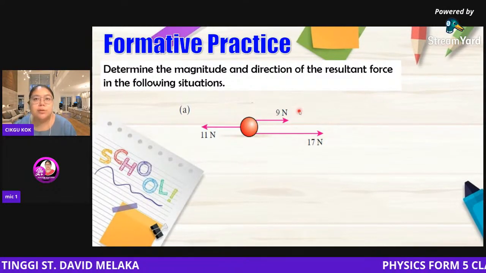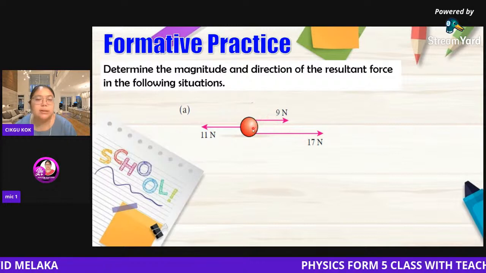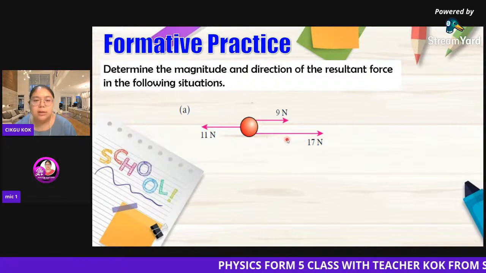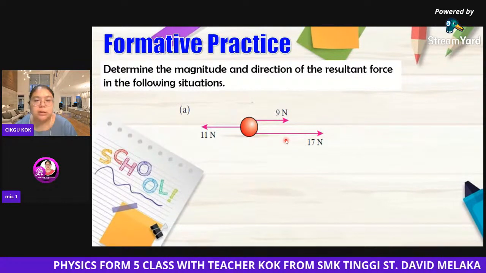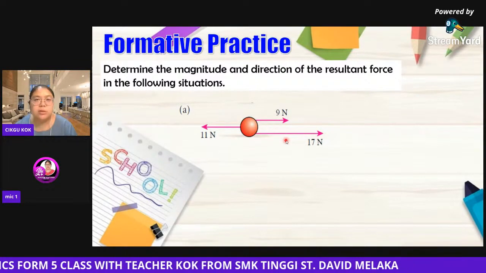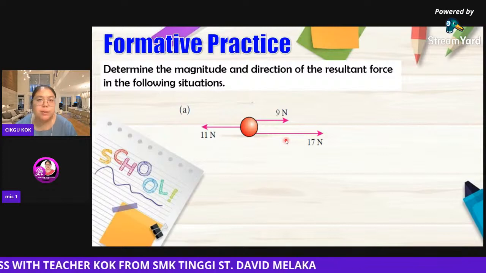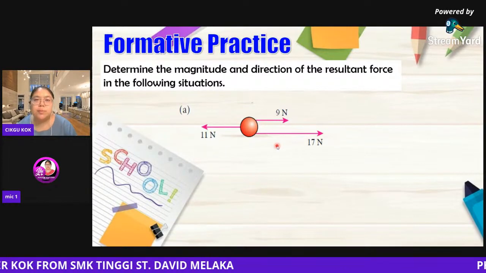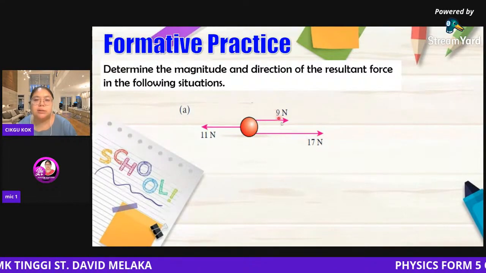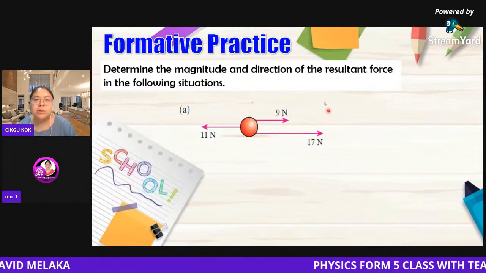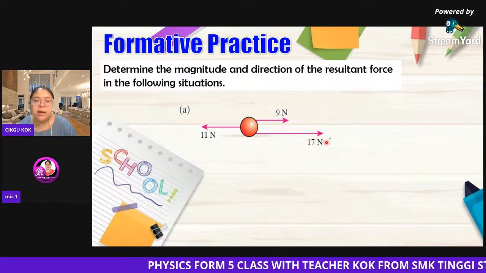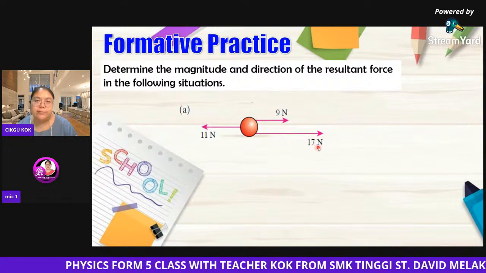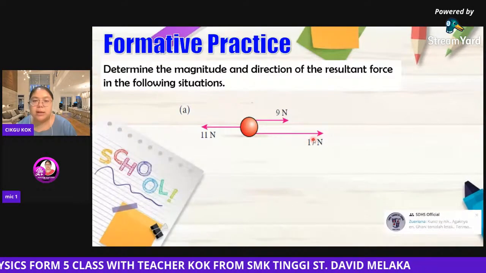Okay, we wait for the students to answer this question. 9 and 17 are in the same direction. Then the 11 Newton goes to the left-hand side, the opposite direction. So normally we take the biggest number, and that direction should be positive, because I don't want to get a negative final answer. So can anybody answer?